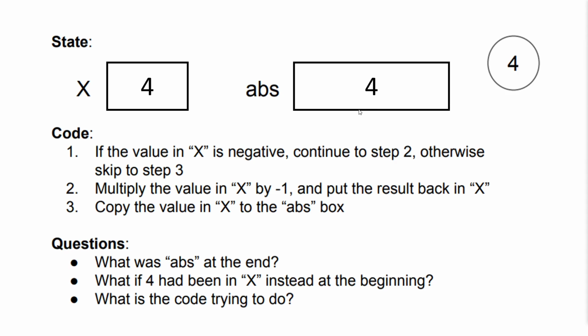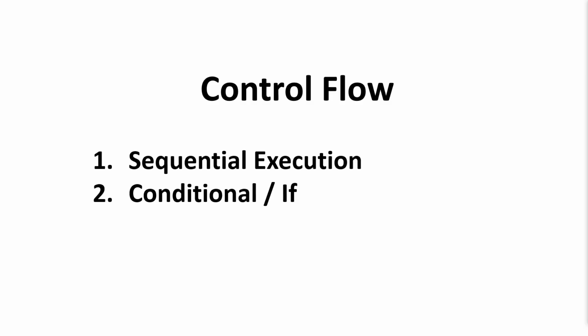So here's the idea. The second rule of control flow is a technique we can use to skip things. In this case, this is known as a conditional statement. And the key word here is if. So these are going to be known as if statements or conditional statements. So that's our second piece of control flow.